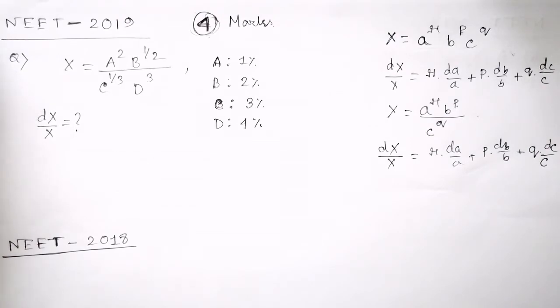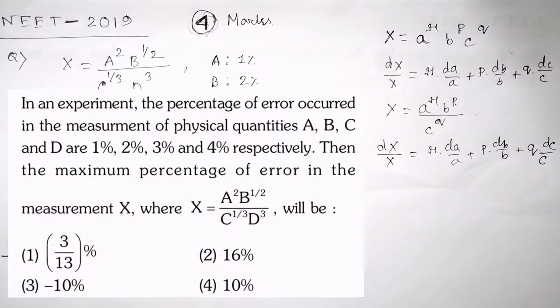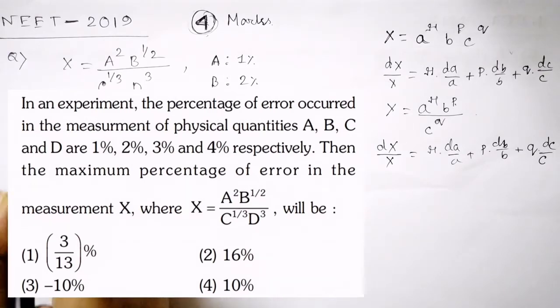It has been asked in NEET 2019. In an experiment, the percentage of error occurred in the measurement of physical quantities A, B, C and D are given. Here I have written the error in measurement of A, B, C and D. Now they are asking to find the percentage error dx by x where the relation is given like this.